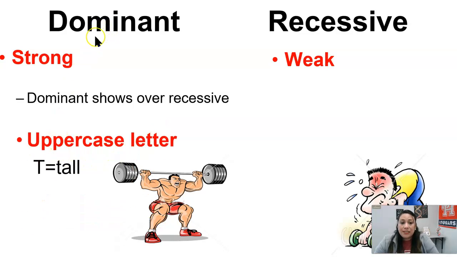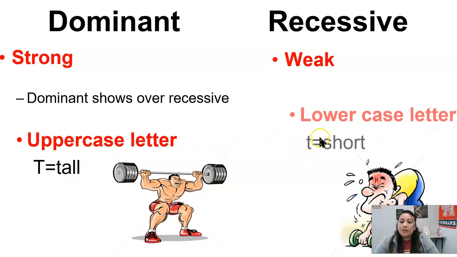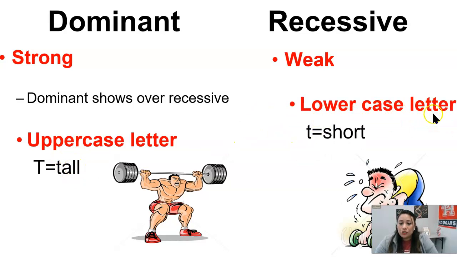Now, to represent a dominant allele, we're going to use uppercase letters. For example, I'm going to use capital T to express the tall allele. Now, for recessive alleles, we're going to use lowercase letters. For example, I'm going to use lowercase t for short. Now, notice that I kept my letters the same. I chose to use the letter T, so all I'm doing is using a capital and a lowercase. I'm going to keep them the same, though.